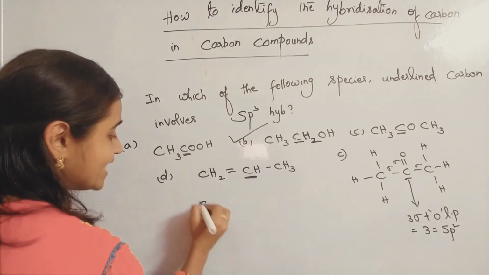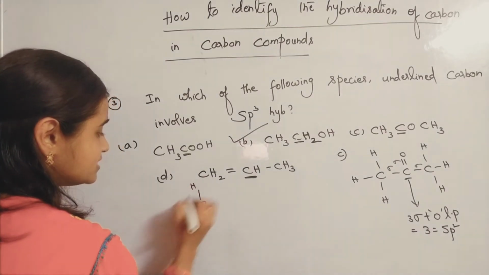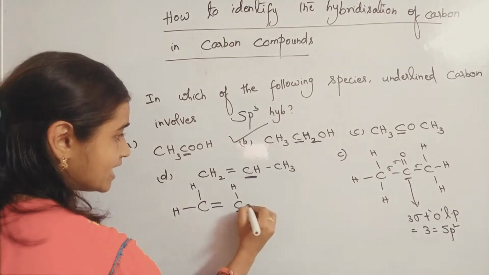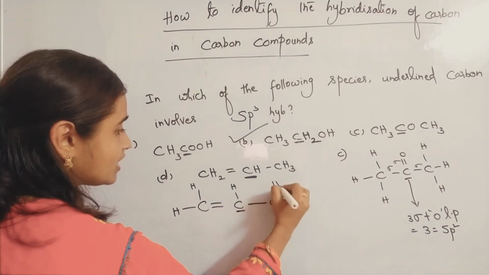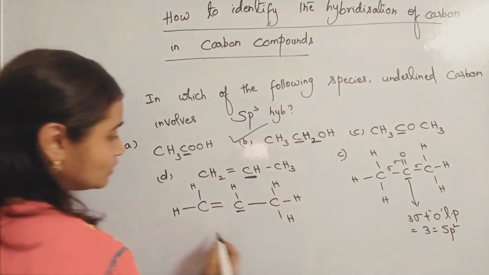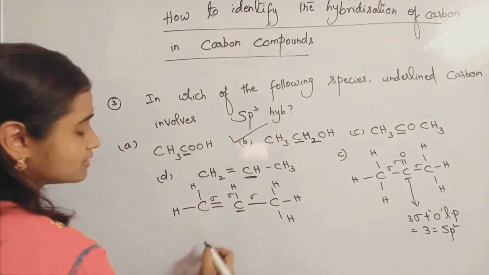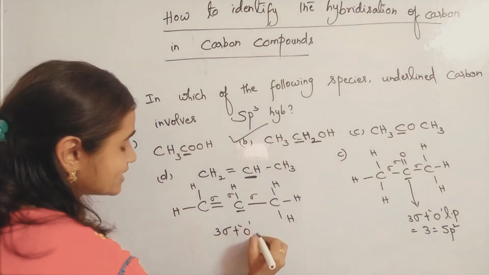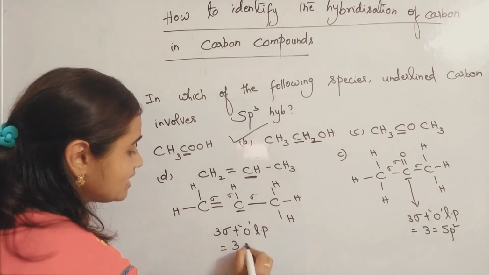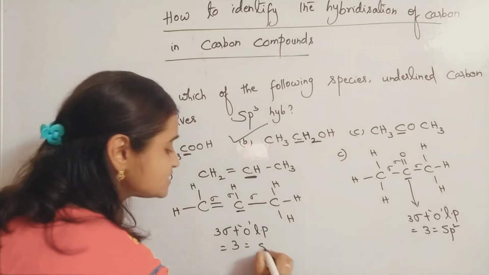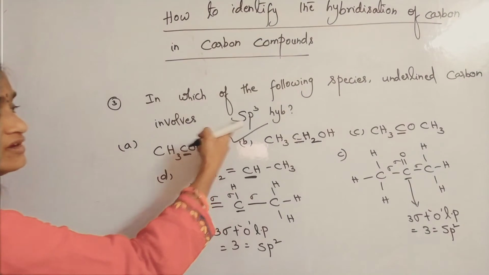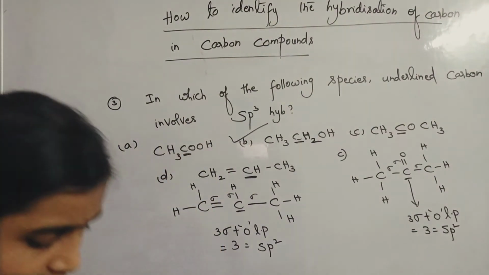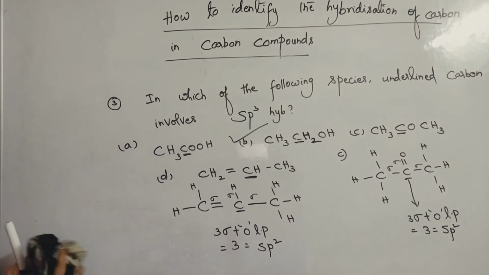Writing the structure: hydrogens, double bond, CH. This is the underlined carbon, then CH3. Check for the underlined carbon only. Here sigma, sigma, sigma: 3 sigma bonds are there, plus 0 lone pairs. So the total you are getting is 3. That means it is undergoing sp2 only. But he is asking for sp3. So the only correct answer is B. So you have to check for the hybridizations like this.